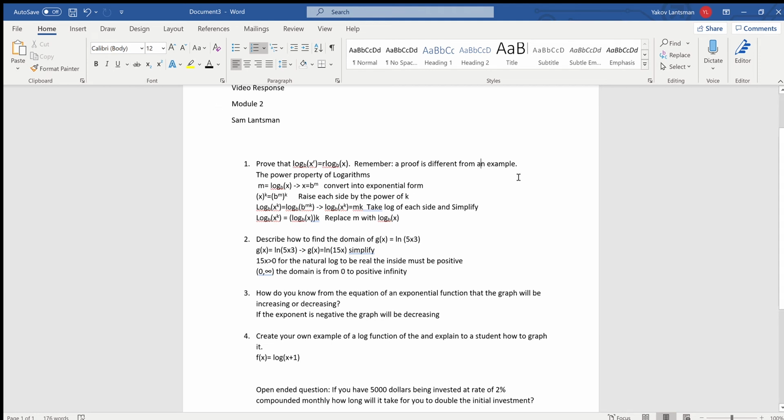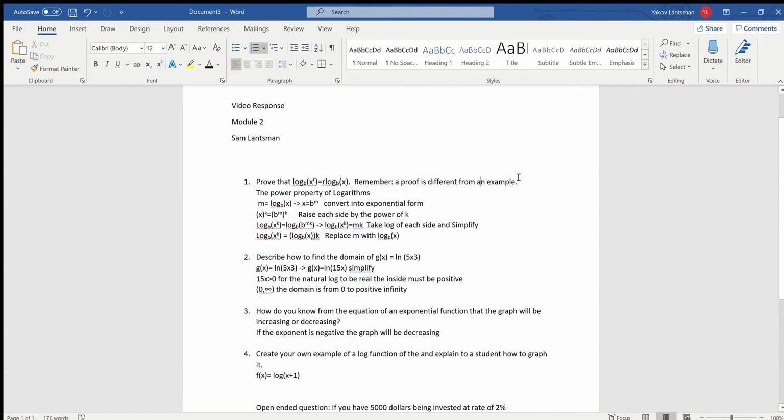So for my first equation, I had to prove the power property of logarithms, which is basically how you can have a logarithm, take what is inside of the logarithm, take its exponent, and move it to the outside by multiplying the entire logarithm, and how those two are basically equal to each other.